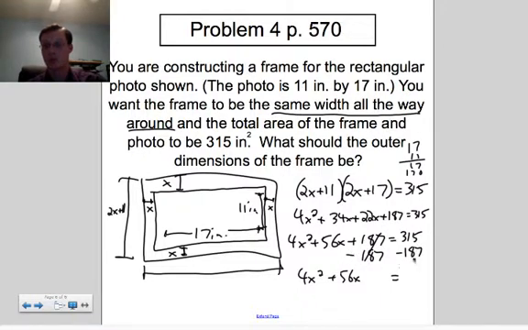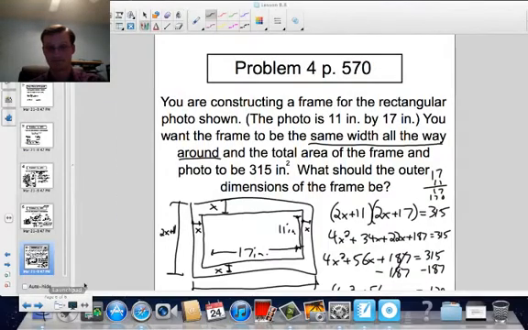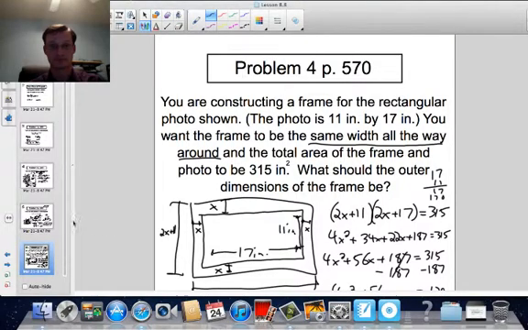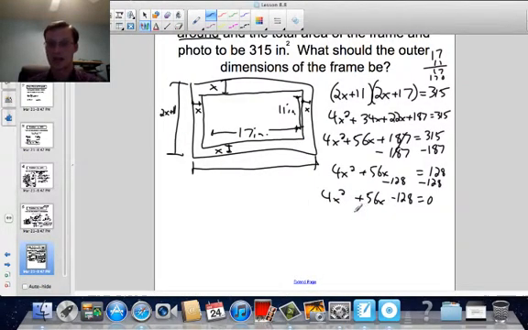Pardon me, we need the 0 here. This is going to give me 128 here. I don't need the 128 there. I'm going to subtract it. Sometimes we make a mistake. That happens. So we have 4x squared plus 56x minus 128 equals 0. I just had it on the wrong side. So now we're going to look through. Let's see. 4x squared plus 56x minus 128 equals 0.